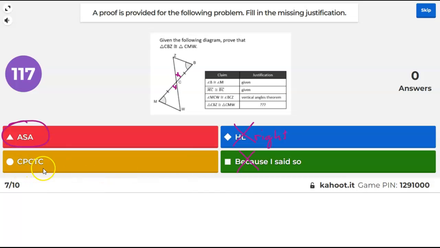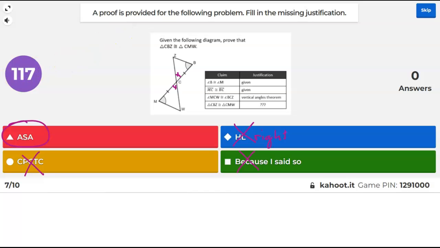And then CPCTC, this is corresponding parts of congruent triangles are congruent. Remember, we only use that after we've already proven congruence. We can't prove congruence of full triangles with it, so when we do a triangle congruence, it isn't going to be that rule either. This one has to be ASA.